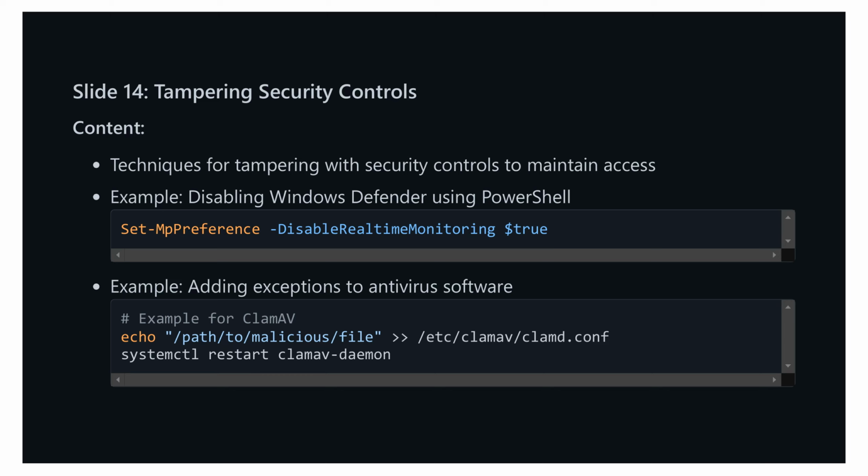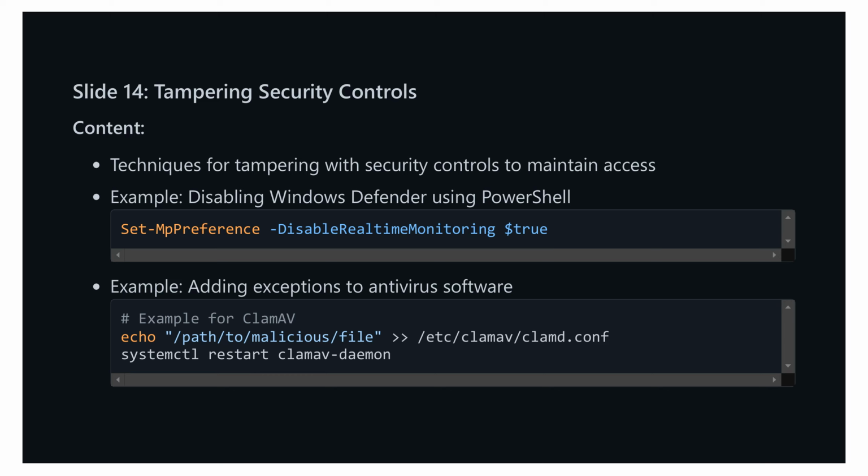On the previous slide, we discussed how attackers can use malicious browser extensions to achieve persistence. We walked through an example of creating a simple malicious Chrome extension that executes a script when a tab is updated, effectively allowing the attacker to execute arbitrary code within the browser environment. Moving on to this slide, we're going to discuss various techniques for tampering with security controls to maintain access. Attackers often look for ways to disable or bypass security controls like antivirus software or firewalls to avoid detection and maintain their foothold on a compromised system.